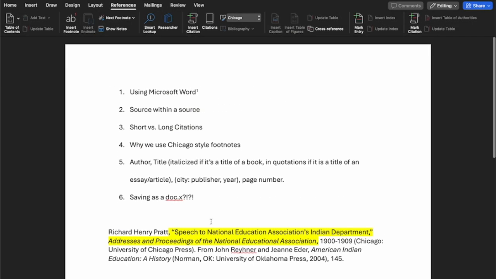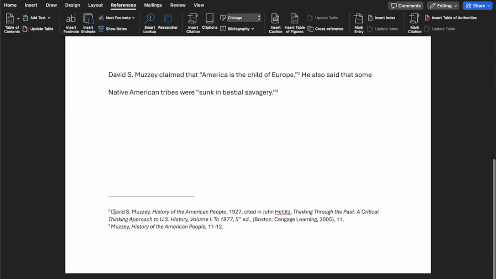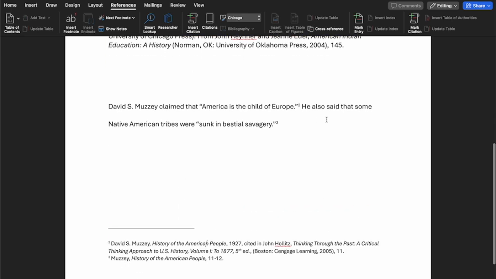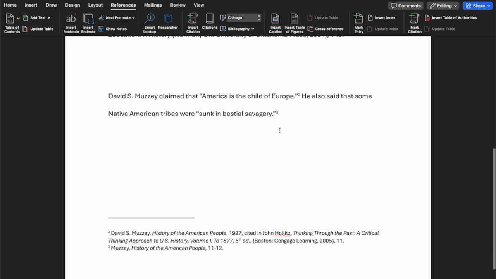So then that moves into short versus long, because you're like, oh my god, do I have to put this every single time? I mean, you could just copy and paste it, but then you're looking at your footnotes and it's all this mumbo jumbo and you're like, what the heck is going on? So I cite Muzzy again up here. He also said that some Native American tribes were, quote, sunk in bestial savagery. So I'm going to quote that.